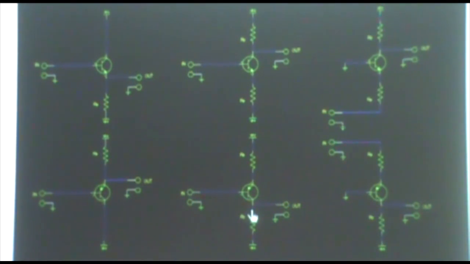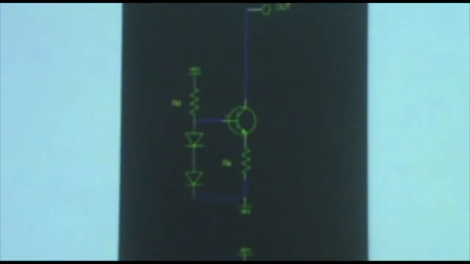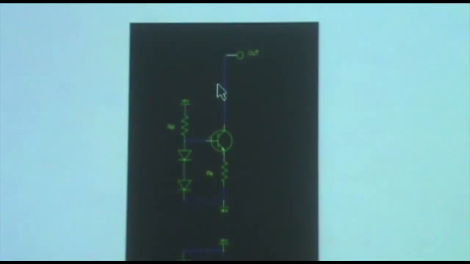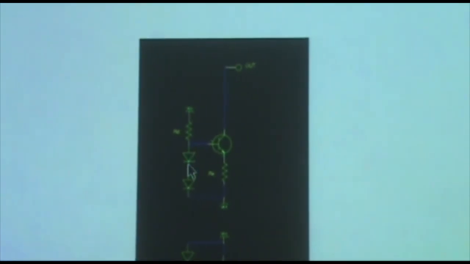Okay, so other useful circuits. This is the current source, or the current sink. The PNP one down here is more the source. The NPN one here is the sink, so to speak. And the way that they work is you've, again, determined the voltage at the base with these diodes.